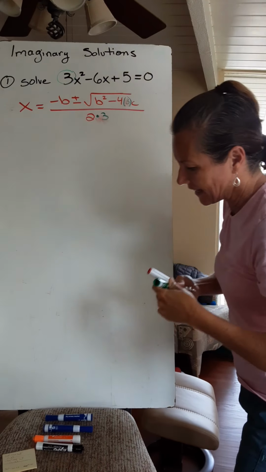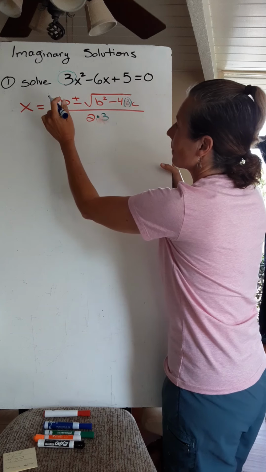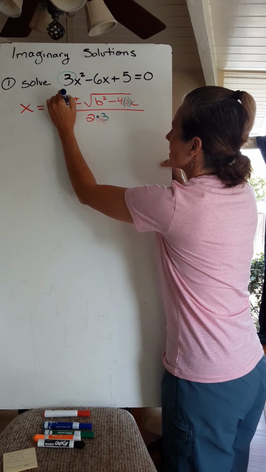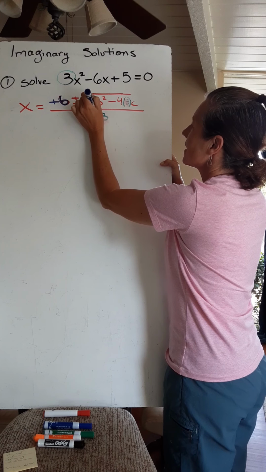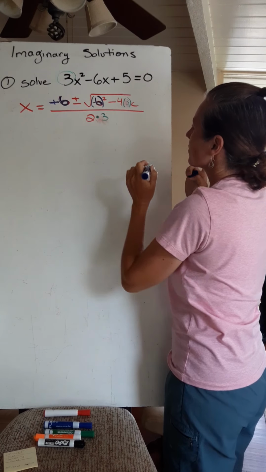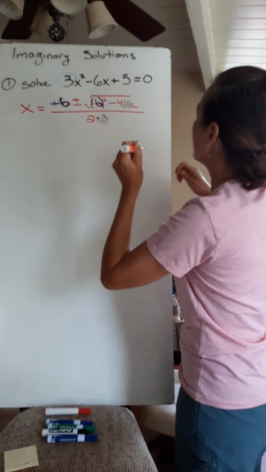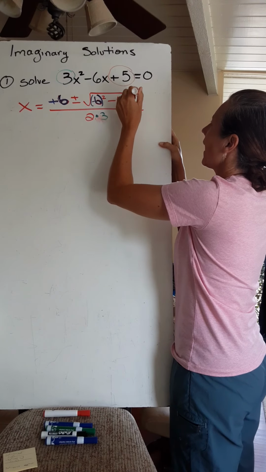B is negative 6. So the opposite of negative 6 is positive, so this is going to be a positive 6. Change that B to look like a 6. This is negative 6 squared minus 4 times A times C. Our C right here is 5, so we're going to put a 5 right in here.